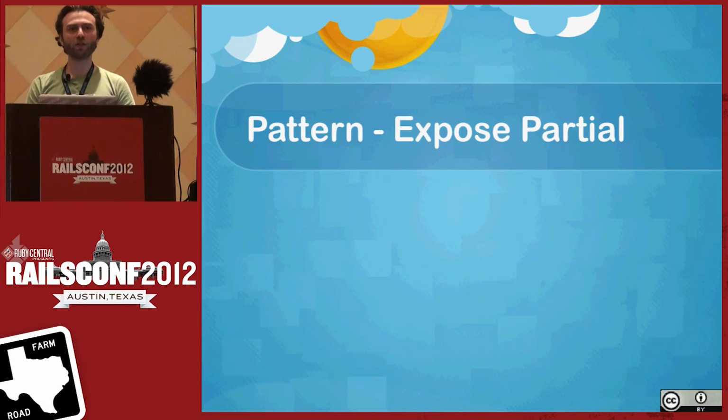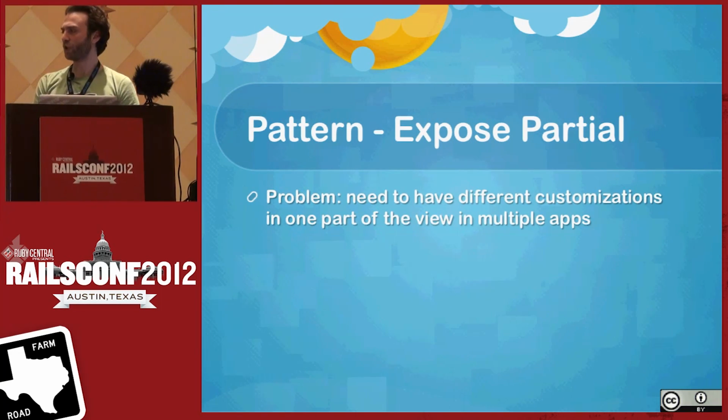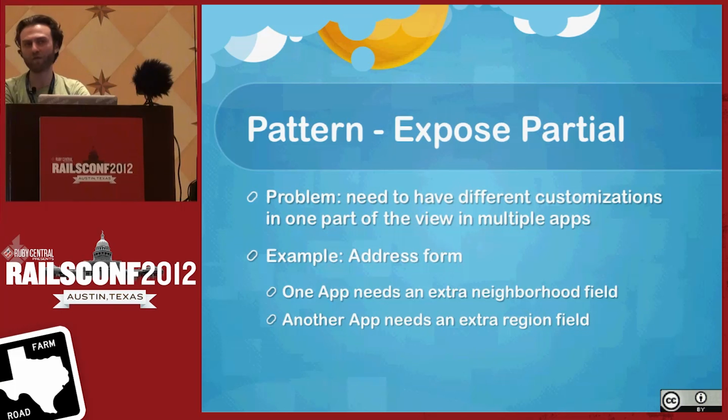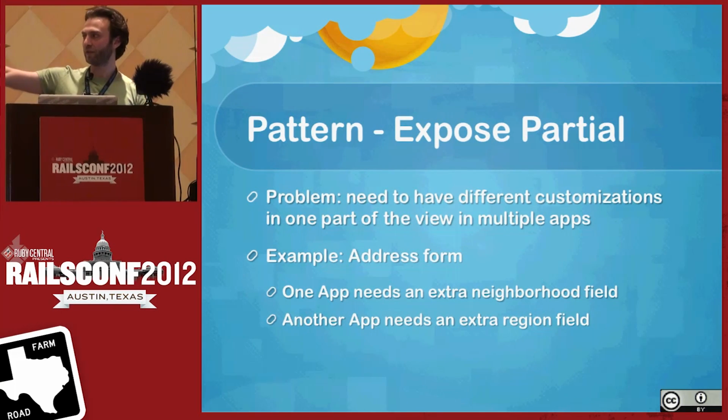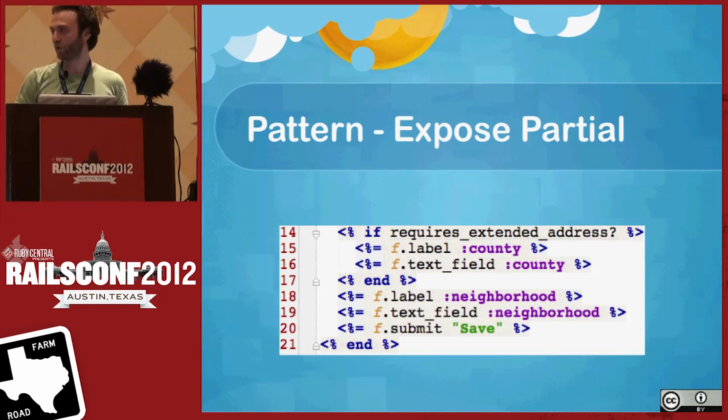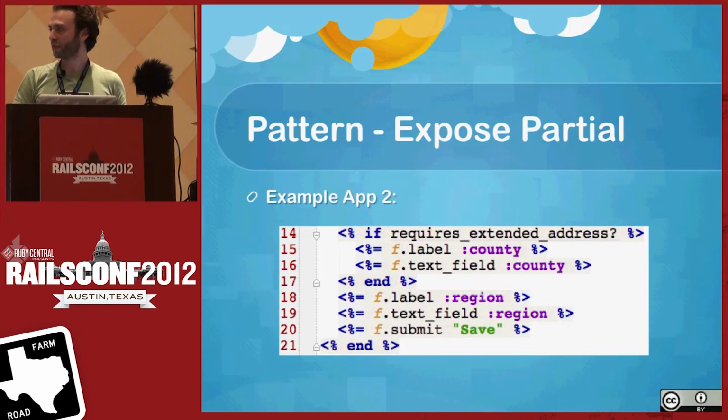Okay, expose partial. That's pattern number 3. We need to have different customizations in one part of the view in multiple apps. So multiple apps want to customize a part of the view. One app needs an extra neighborhood field within the address form. Another app needs an extra region field. And other apps might want to keep the address form vanilla with none of that. Again, we don't want to duplicate that form many times to solve the problem, which is the typical first way of solving this. For example, this is one of the apps, adding neighborhood at the bottom before the save button. This is another app adding region.